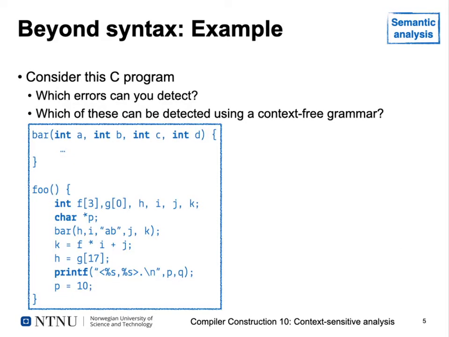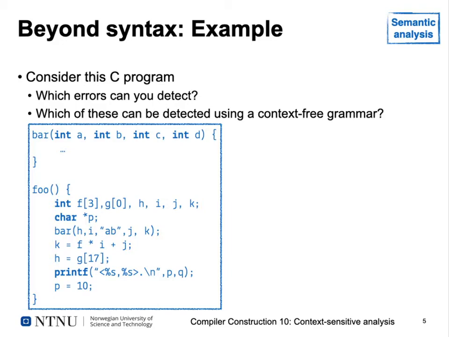So which errors can there be that are not detectable by the scanning and parsing approaches that we've seen? Consider the C program we're showing below, and try to find out which errors you can actually detect here, and which of these errors you could actually detect using a context-free grammar. What we have here is a function bar, which is declared using a number of integer parameters, and we don't really care what this function is doing at the moment. And we have another function foo, which declares a number of local variables. Then it calls our function bar, does some calculations on our local variables, prints something, sets another local variable to a value, and finally returns.